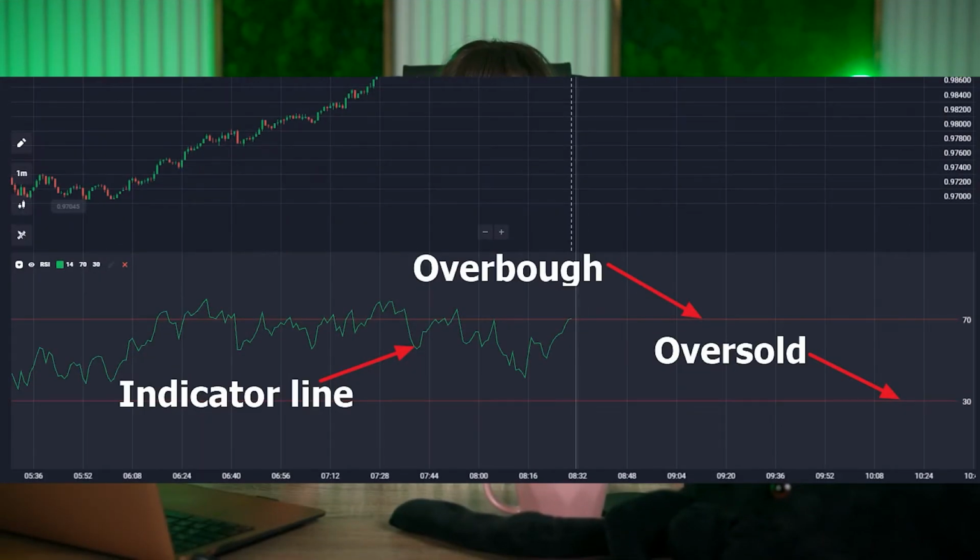When the curved line crosses the level of 70 or 30, that will be our signal that the chart may soon reverse. Entry points can be found from support and resistance levels or trend lines. For example, if the price is near a resistance level and the indicator has risen to the 70 mark or above it, that's a sell signal. When the chart falls to a support level and the RSI falls below the 30 mark, look for an entry point to buy.